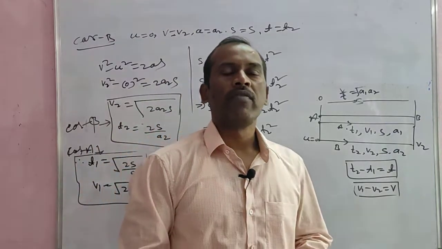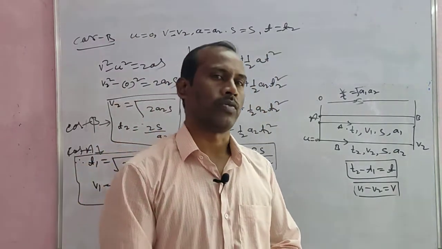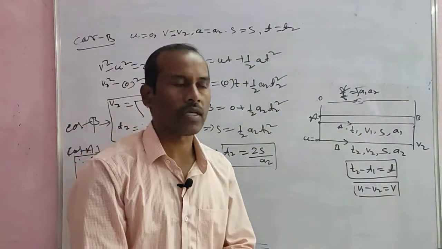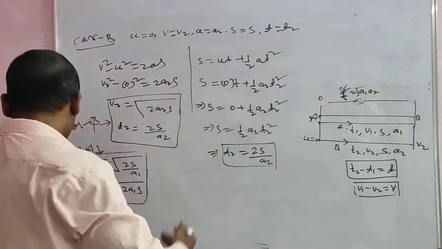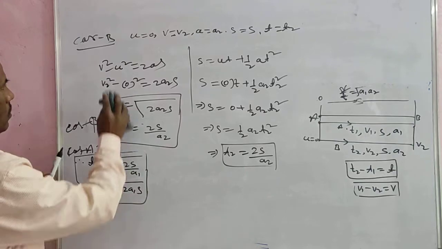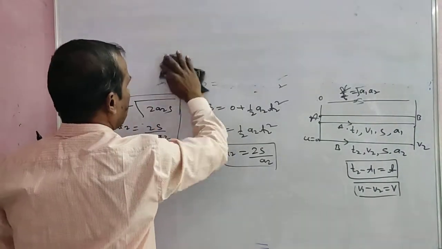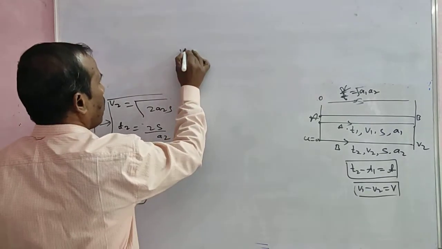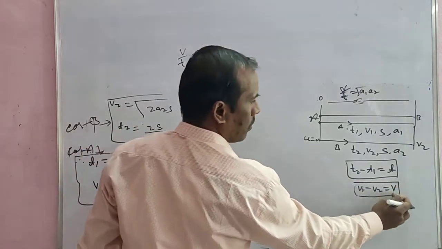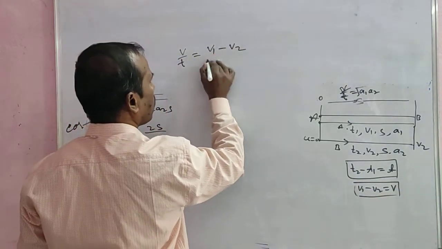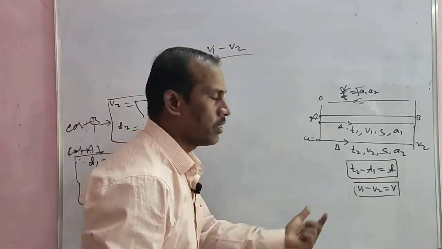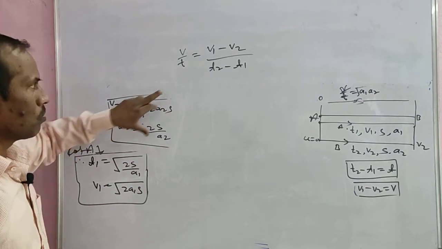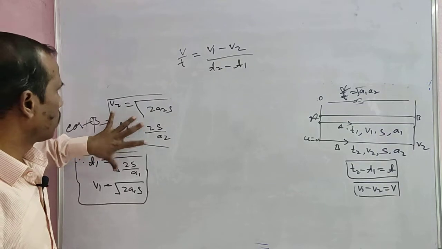Now we show that delta v by delta t is equal to under root of a1 a2. Note this first. Delta v is the change in velocity and delta t is the change in time. So delta v is v1 minus v2, and delta t is t2 minus t1. Substituting the values of v1, v2, t1 and t2 into the above equation.